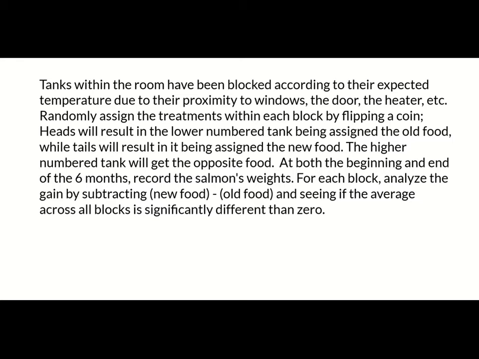Tanks within the room have been blocked according to their expected temperature due to their proximity to windows, the door, the heater, etc. Randomly assign treatments within each block by flipping a coin. Again, as always, it's key to describe how you're randomly assigning these treatments. Heads will result in the lower number tank being assigned the old food, while tails will result in it being assigned the new food. The higher number tank will get the opposite food. At both the beginning and the end of the 6 months, record the salmon's weights. This is explaining how we're going to measure our response variable. For each block, analyze the gain by subtracting new food minus old food and seeing if the average across all blocks is significantly different than 0.